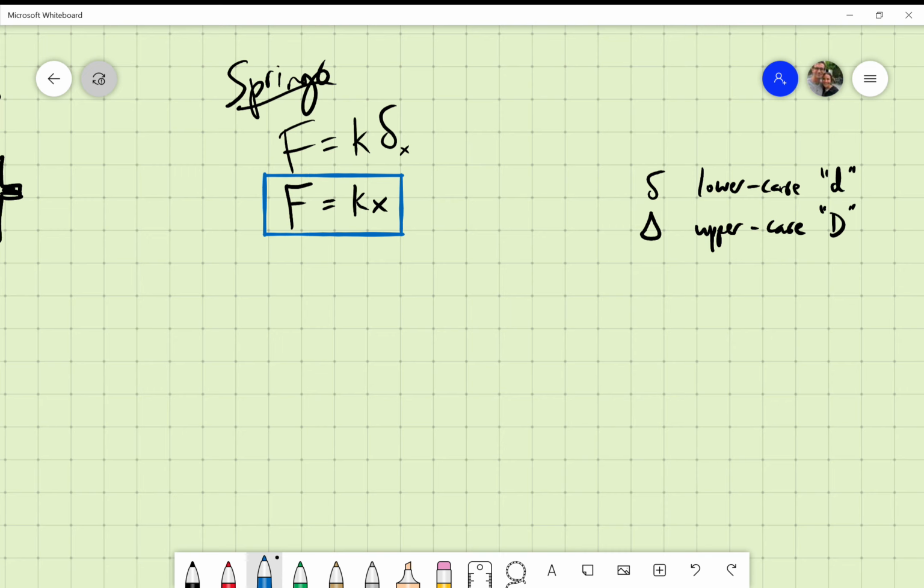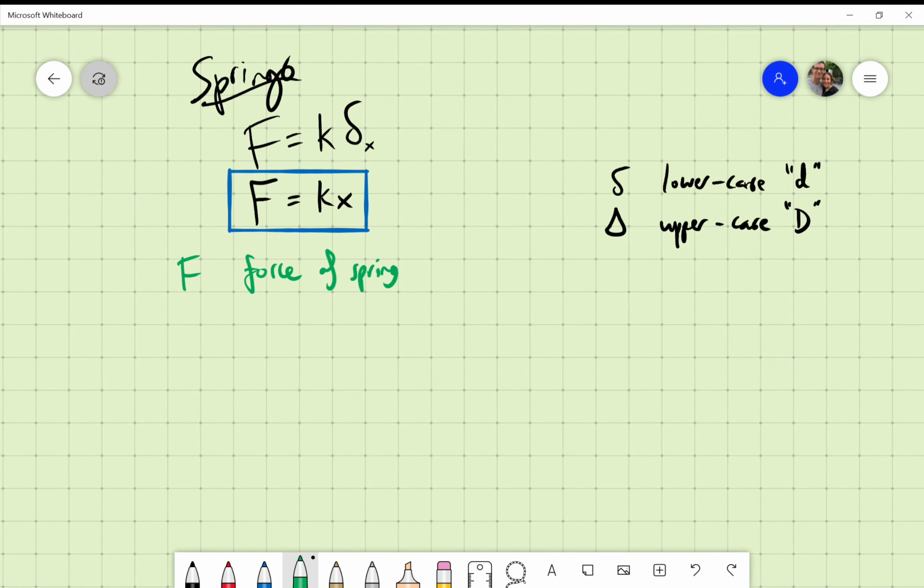So what this refers to, there are several things going on here. Firstly, F is the force of the spring. This goes two ways. This can either be the force that you're applying to a spring or the force that a spring is applying to you. It doesn't really matter which it is because they're always the same. But yes, F is the force of the spring, and we measure that in, let's just talk metric right now, newtons.